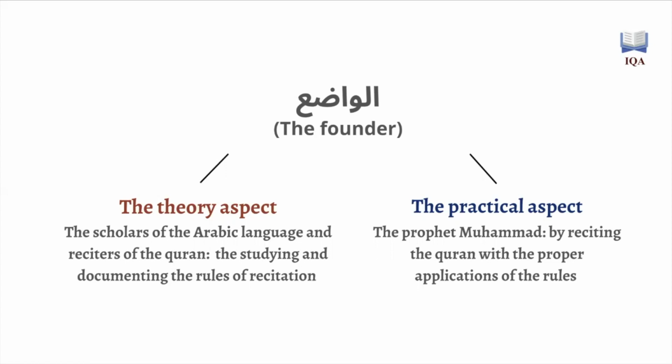On the other hand, from a theory aspect, in terms of us actually studying the science of Tajweed theoretically and studying these different characteristics, who are the people that came up with these different characteristics that I just mentioned, for example, for the Sad, right? Who said that the Sad has isti'la and itbaq? Of course, that's not the Prophet Muhammad who gave those specific terminologies. Rather, the scholars of the Arabic language, and likewise the reciters of the Quran, by studying and documenting the rules of recitation, they pretty much created, quote unquote, from a theory aspect, the science of Tajweed.